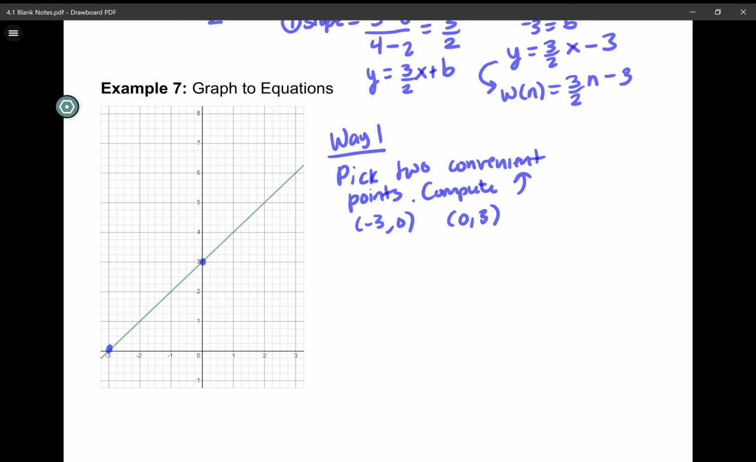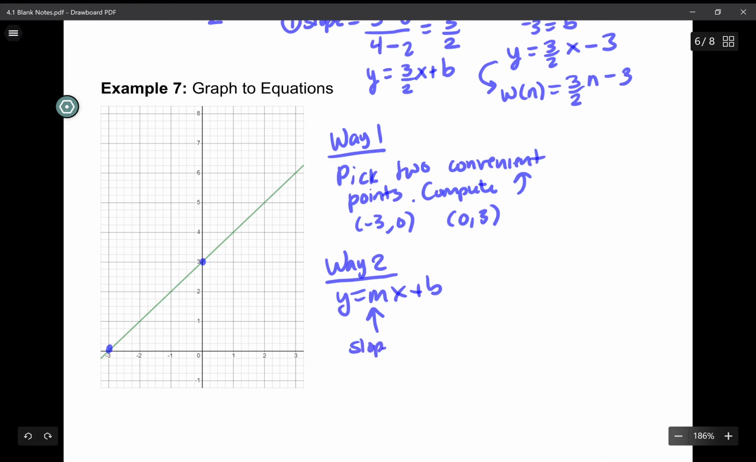Great. All right, I'm going to show you way number 2 because it's always good to have 2 different ways to do things. I'm going to remember some things I know about linear equations. Well, I know that y equals mx plus b. I know that m is the slope, and I know that b is the y-intercept. Now, not all graphs are so convenient as this one. Maybe the y-intercept you can't tell exactly what it is, but on this one I can, and I can see that the vertical intercept, the y-intercept, is the point 0, 3.